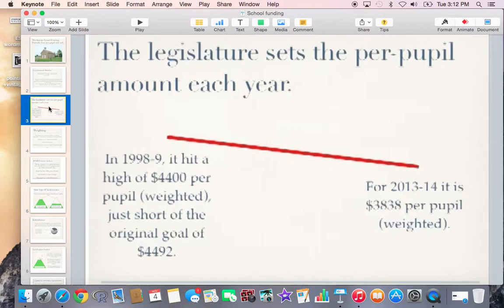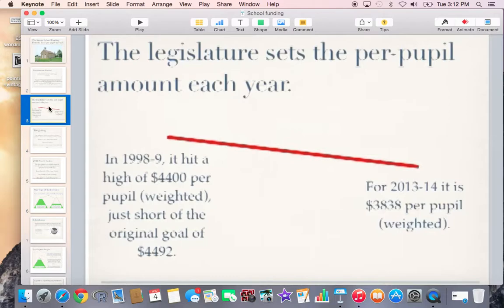Well, every year, the Kansas legislature sets a per pupil amount of funding. The highest it's ever been, in 1998 and 1999, was $4,400 per pupil weighted. Now, I'm going to explain what that weighted means in just a minute. But at any rate, in 1998 and 9, when the school funding amount hit its peak, it was $4,400 per pupil. Now, when this formula was first written, back about 10 years before that, the original goal was to max out at $4,492. So it got within $92 of that at its peak.